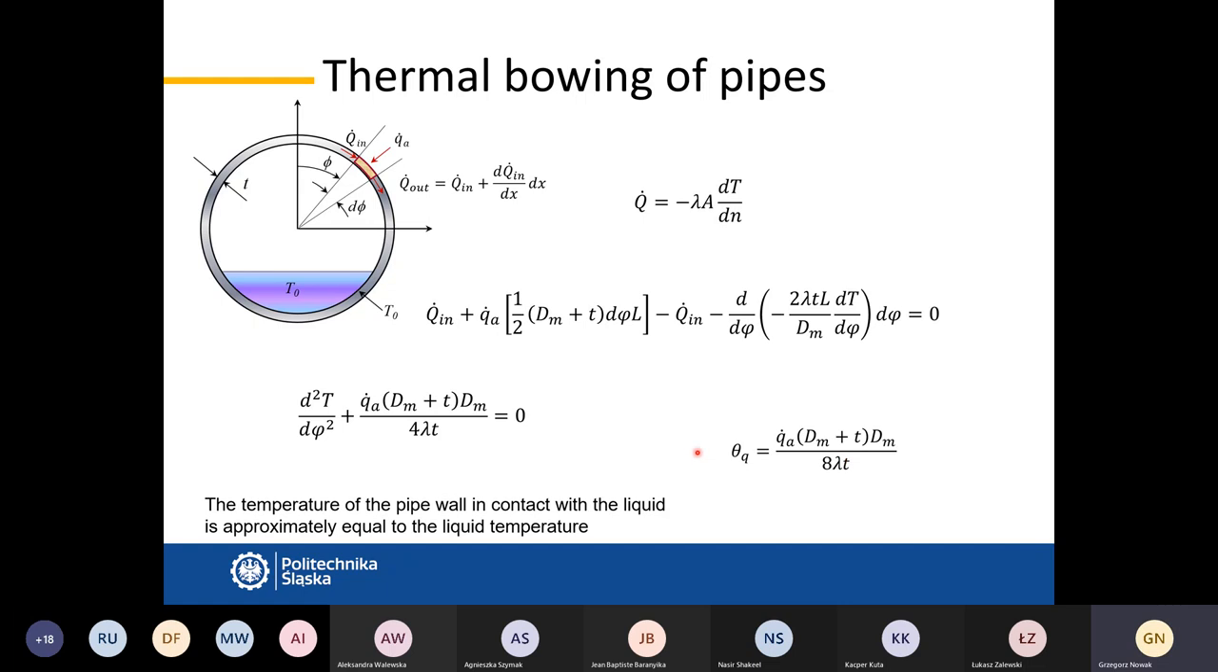So that will have, if you look carefully, a unit of temperature. So it will show us to some extent the temperature difference between the cooled liquid part and the upper part, the vapor part of the pipe.